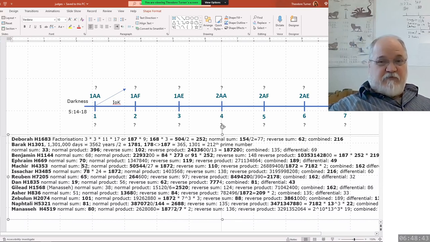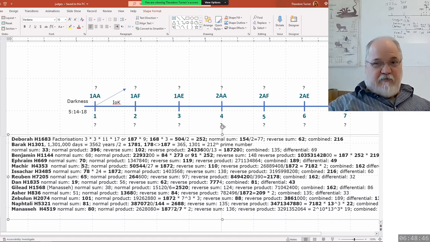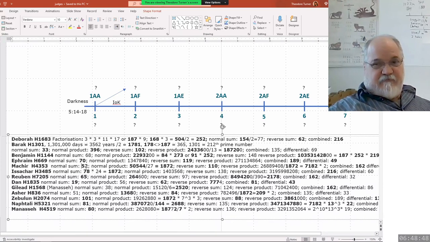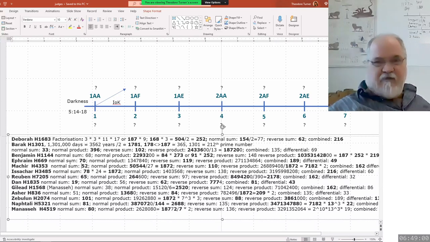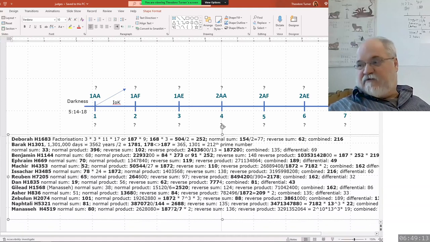And then the reverse product is also divisible by 1872. But when you do that, you get 7182, which is July 1820. So you have those two, but you multiply July 1820 by two. So in order to get this number, you can see how this one in Makir, this 1872 shows up, July 1820 shows up in various ways.